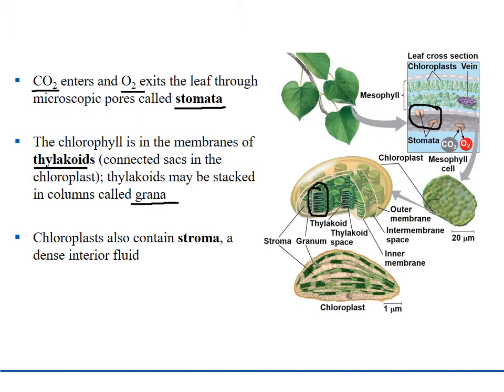Inside of the chloroplast, you're also going to find the stroma, which is a dense interior fluid, and the stroma is the location where parts of the process of photosynthesis will take place.